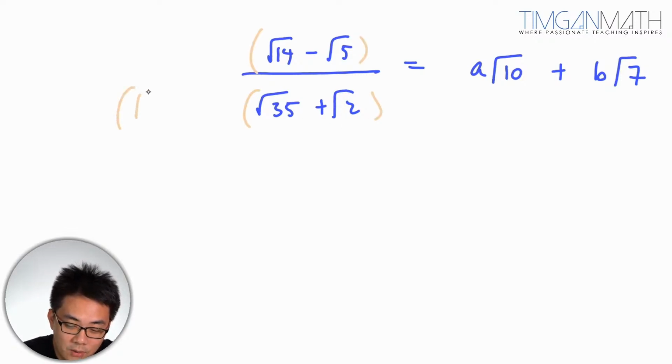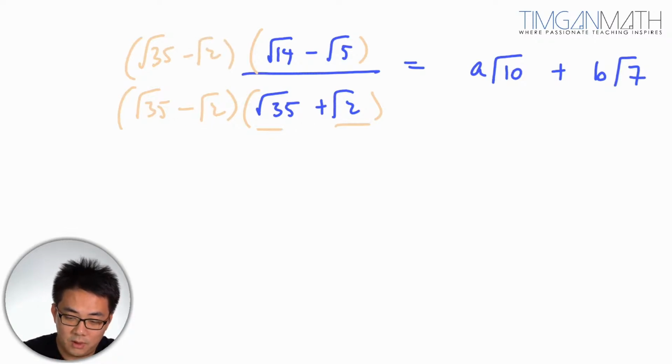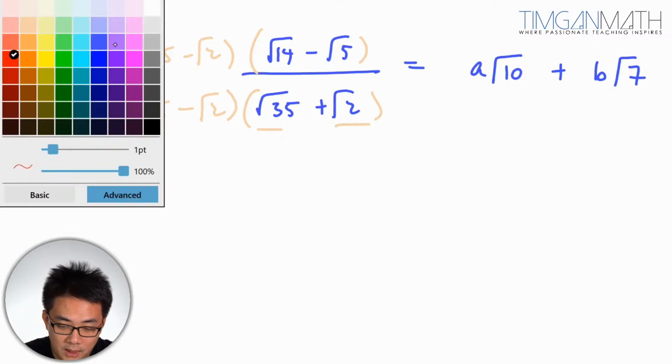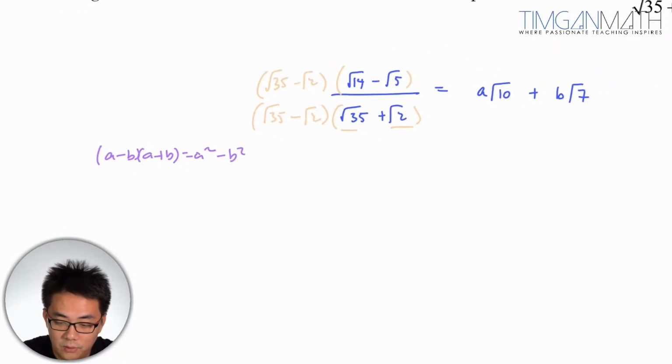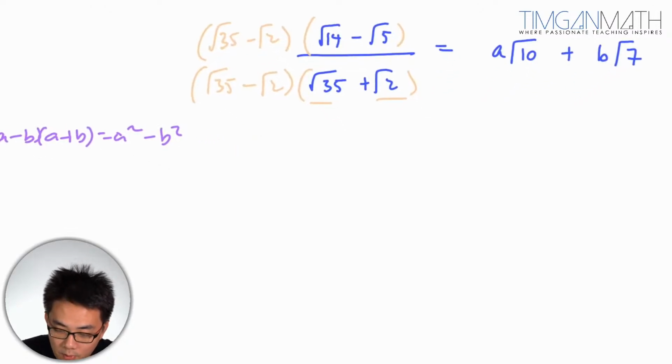Okay, the reason why we need to use conjugate surds is because a minus b, we want to square each individual term here so that it can be rationalized. a minus b times a plus b, right? So just remember that when we do this, a minus b times a plus b equals a square minus b square. So that's the reason why we do that. So in this case here, it will be root 35 squared minus root 2 squared.